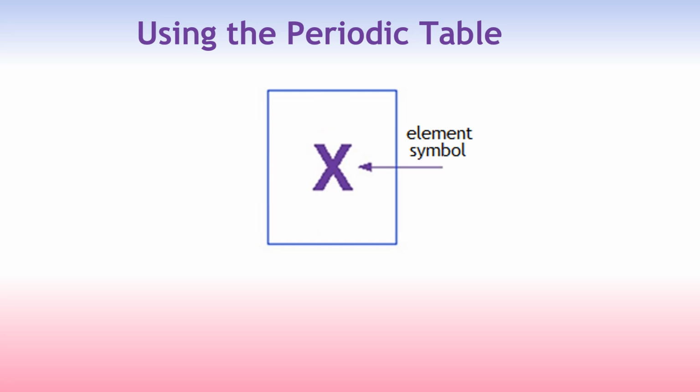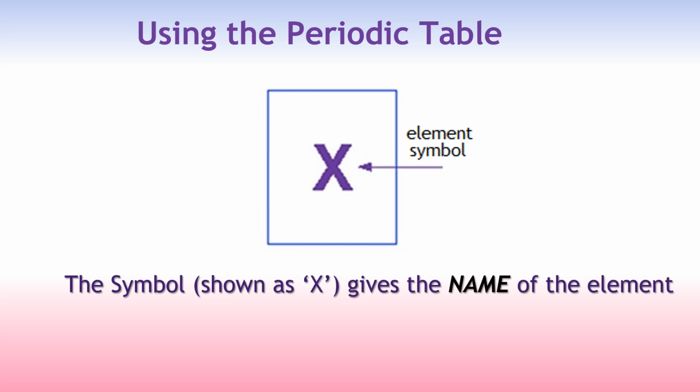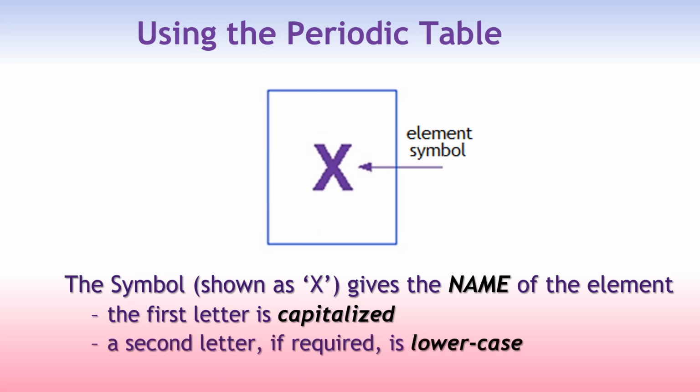Now, to use a periodic table, we just have to know a few things. So the symbol in the middle is X. That gives the name of the element. If you need just one letter, that letter is capitalized. If you need a second letter, it's lowercase. So capital C is carbon, but capital C little a is calcium, capital C little d is cadmium, capital C little u is copper, and so on and so forth.